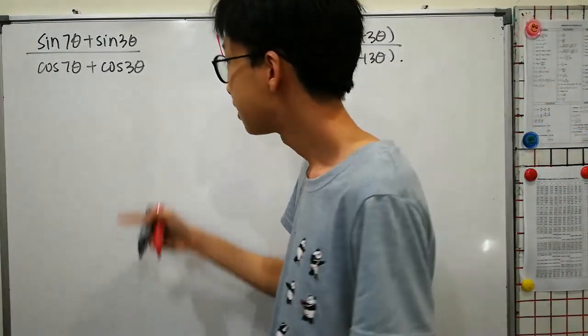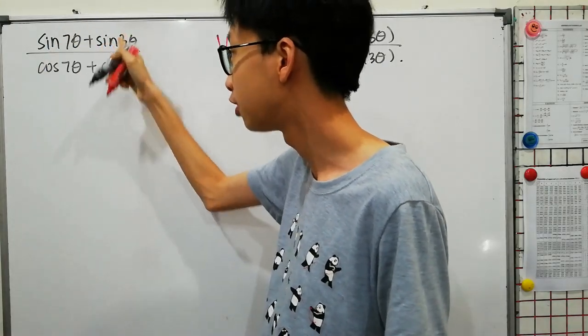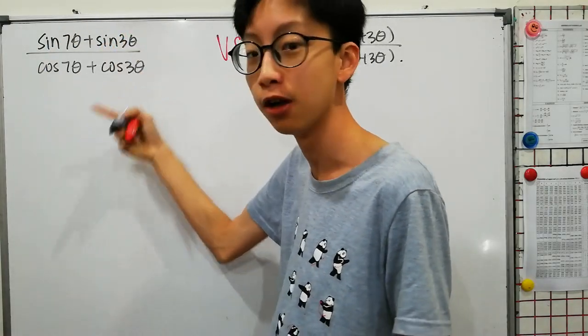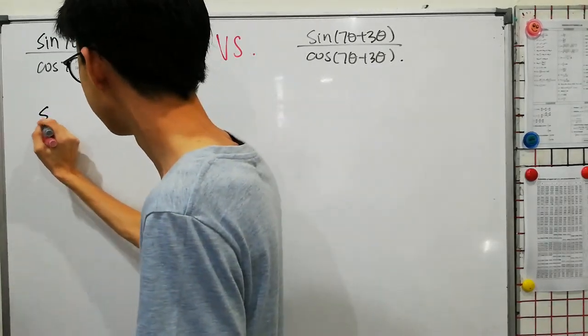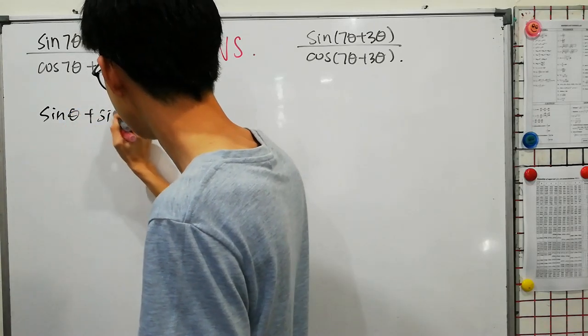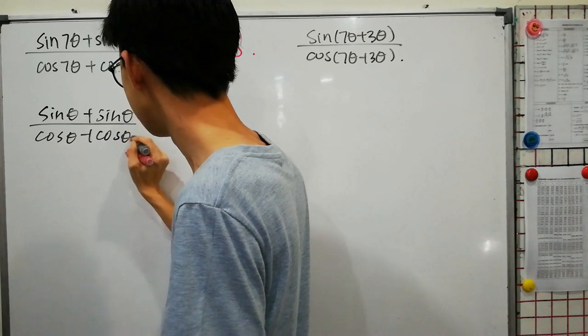First of all, the two of them are definitely not the same, so don't make this mistake in the exam, yeah? As you can see, for this expression here, we have the sum of two sine values on top and the sum of two cos values below. So maybe we try to start with something simple. Let's say we have sine theta plus sine theta, and cos theta plus cos theta below.